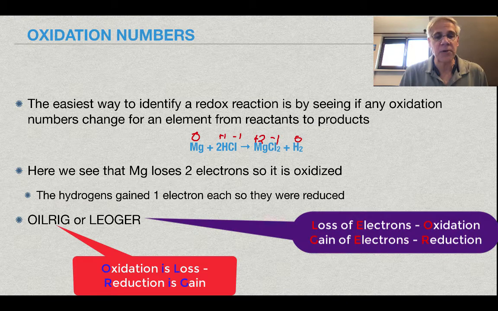So we have a couple of acronyms that we use. One is OIL RIG and one is LEO goes GER. They both do the exact same thing, so just find one that works best for you, and you can always use that one. It's not a situation where OIL RIG is used in some cases and LEO goes GER is used in other cases. They're both identical and they're used exactly the same way.